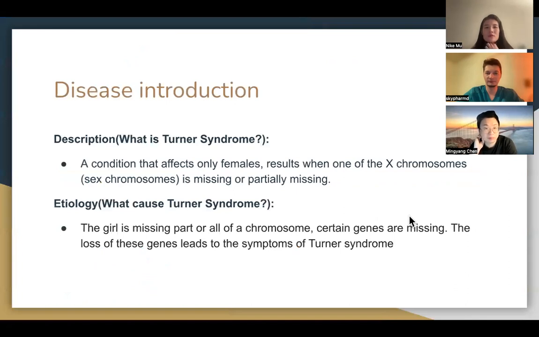So for the disease introduction, what's Turner syndrome? It's a condition that affects only females. It results when one of the X chromosomes is missing or partially missing. The girl is missing parts of one of the chromosomes. Certain genes are missing, and the loss of these genes leads to the symptoms of Turner syndrome.